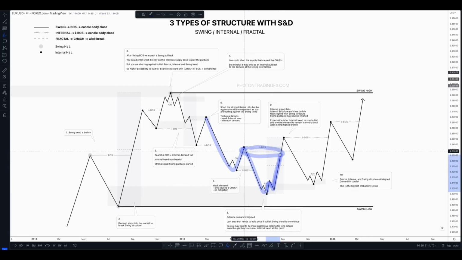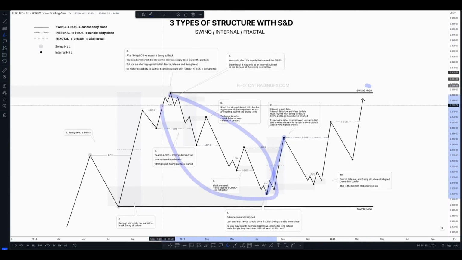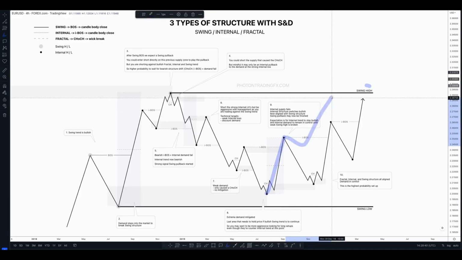We have to be aware that as we come into that supply that caused the break of that low, this is a strong internal high. Price could continue to the downside here. We do have to be aware of that. But hopefully, because we've now come into the strong extreme demand, it's much more likely that the internal structure is now ready to shift bullish because the swing pullback is over and we're now ready to target the weak internal high. Okay. Again, I know this is a lot to take in.